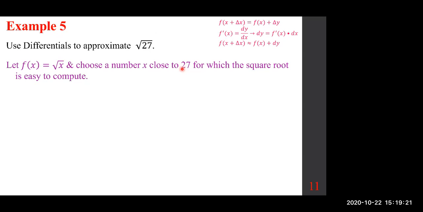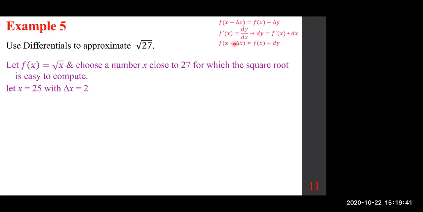$25, because the square root of 25, everybody is supposed to know, is 5. And so what is delta x? We are going to go from 25 to 27. Delta x is 27 minus 25, which is positive 2. Positive 2.